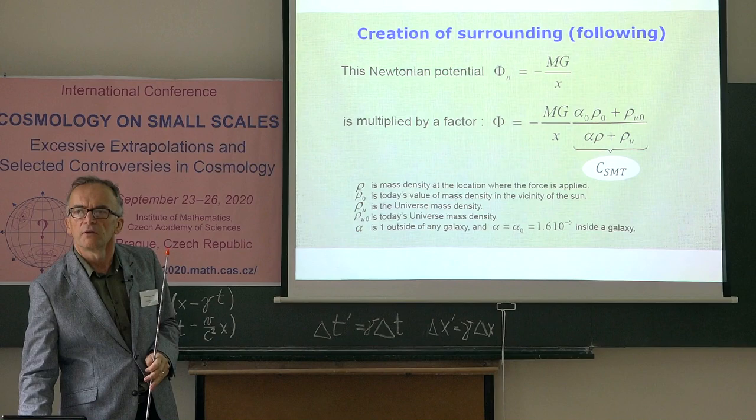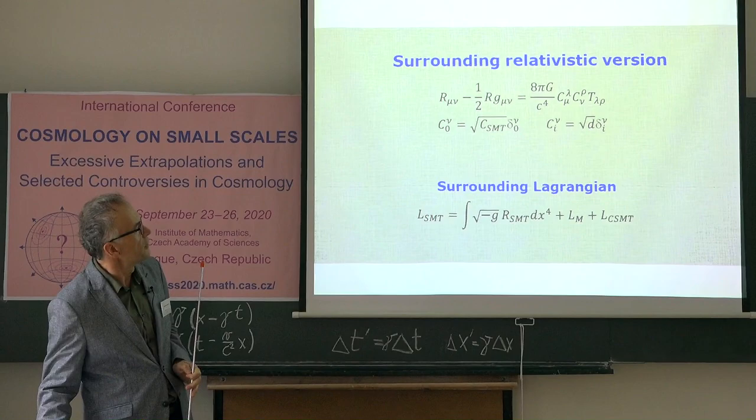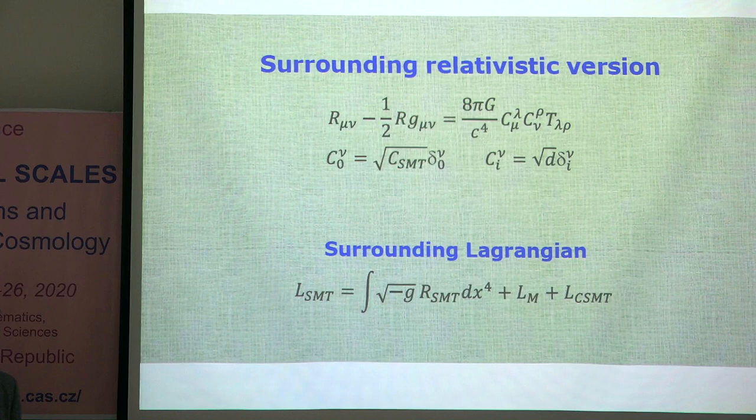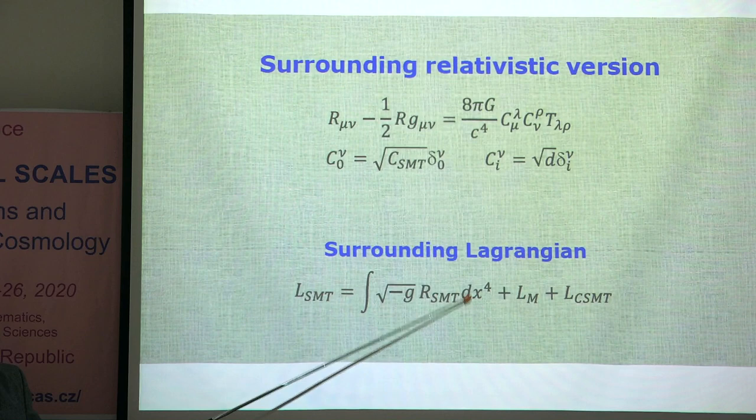So this is a relativistic version of it, and the surrounding Lagrangian I've been calculating. I hope someday, when I will have time, to find a formulation with a fraction, a ratio here. But it's not done at all.